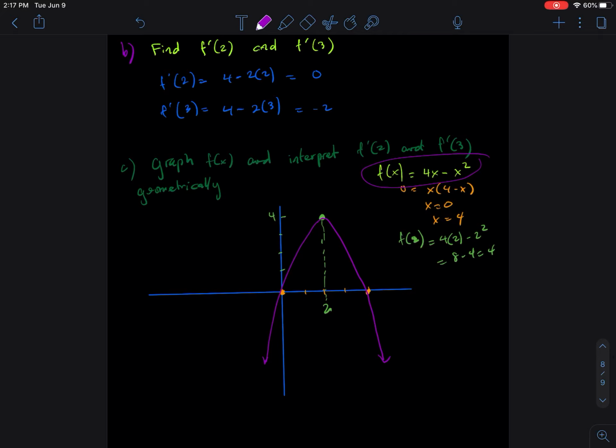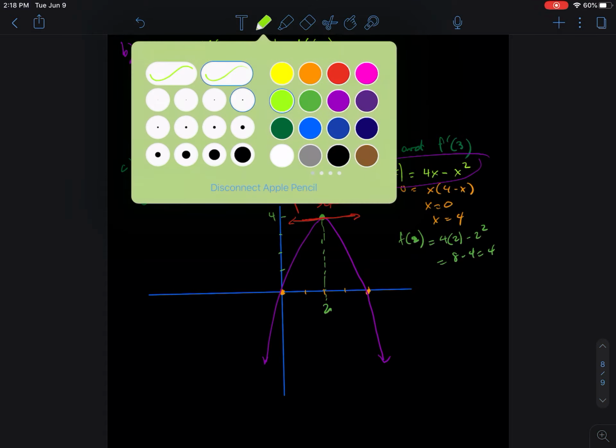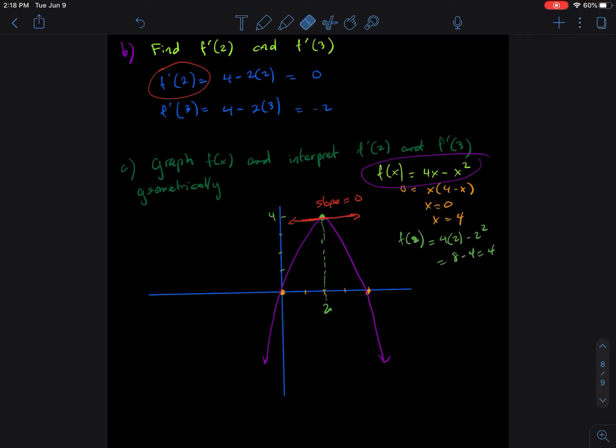So if I draw a tangent line that touches the graph at x equal to 2, this tangent line has a slope equal to 0, right? Would you agree with that? That's a horizontal slope, so that's going to be 0. Well, that's what f prime of 2 is. So right there, the slope is equal to f prime of 2. So f prime of 2, what we just found up there, is 0, and that is the slope of the tangent line to the graph at x equals 2.